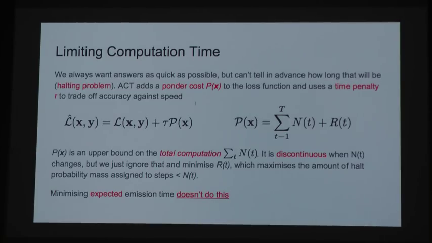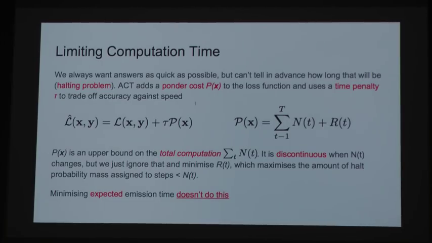You don't necessarily know how long it will be, that is the halting problem. And so what we have is just a simple heuristic where we penalize the network for taking too long, which means adding this ponder cost to the loss function, which you can then weight with a time penalty so that the network trades off accuracy against speed. And what's interesting is that if you turn this off, if you don't have any penalty for pondering, then the network will never emit any output. It will just continue to think for as long as you let it.